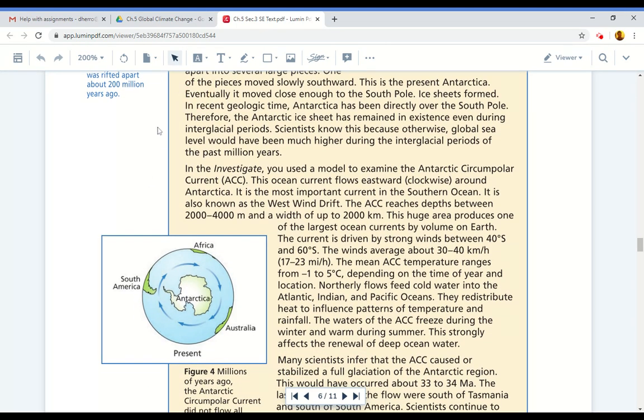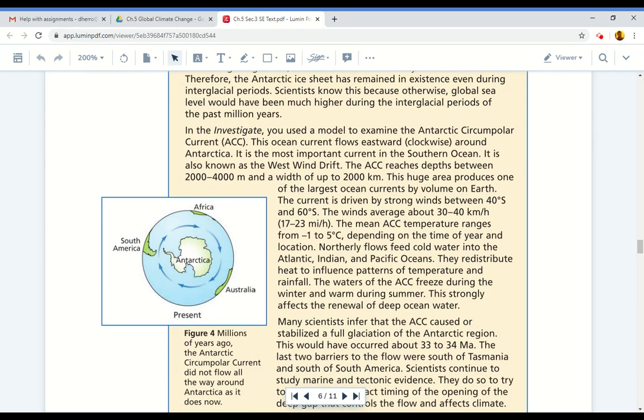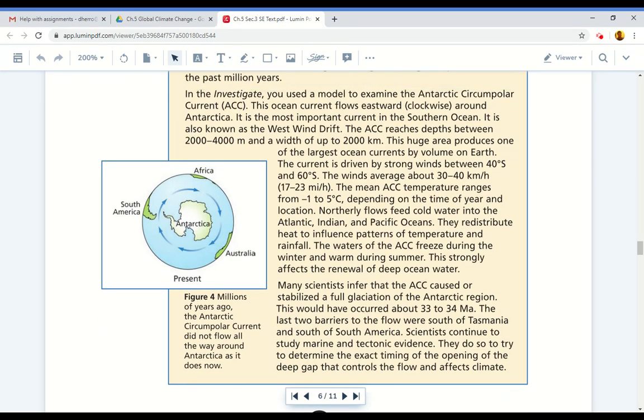Eventually, it moved close enough to the South Pole. Ice sheets formed. In recent geologic time, Antarctica has been directly over the South Pole. Therefore, the Antarctic ice sheet has remained in existence even during interglacial periods. Scientists know this because otherwise global sea level would have been much higher during the interglacial periods of the past million years. In the Investigate, you used a model to examine the Antarctic Circumpolar Current, or ACC.